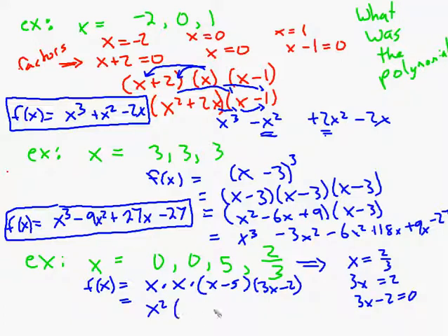And x squared times x minus 5 times 3x minus 2. And I've multiplied several of these already, so I don't want to spend any more time on you watching me multiply. Okay, hopefully, if you don't get how to multiply, we'll go ahead and do examples later on how to do that.